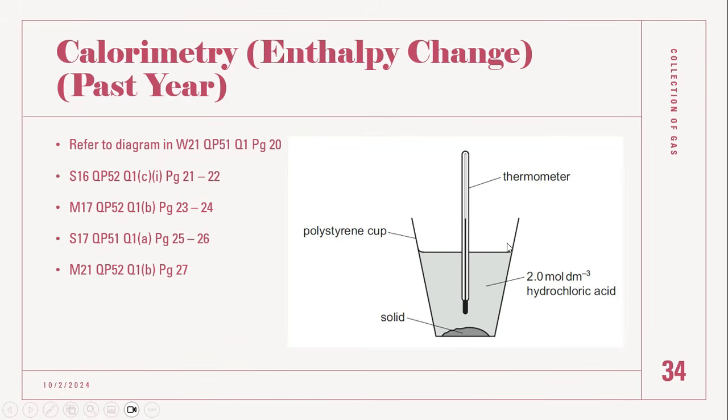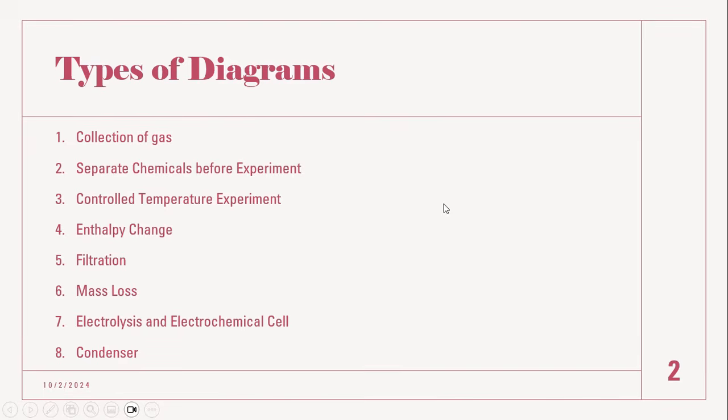Now this is a diagram from a Winter 21 paper. What is missing will be the lid to prevent heat loss to the surrounding.